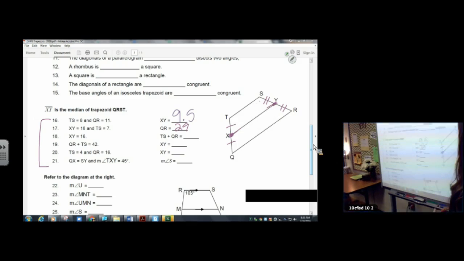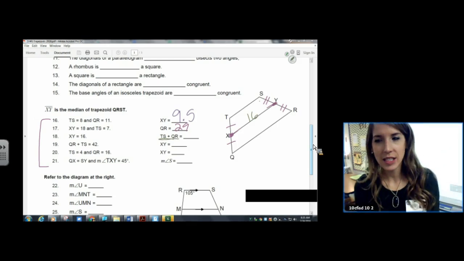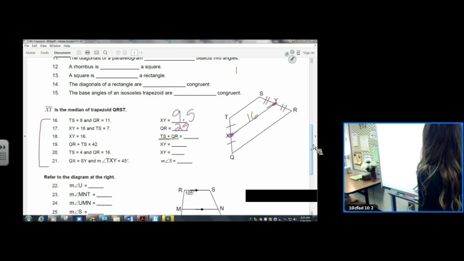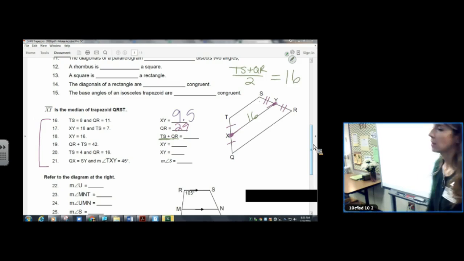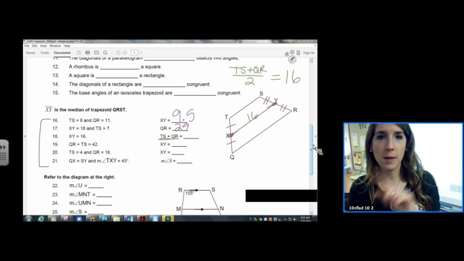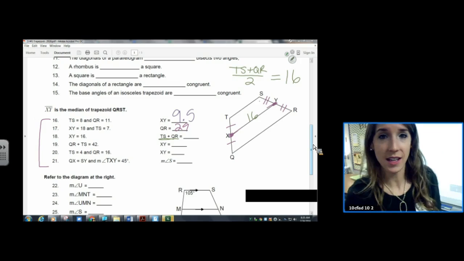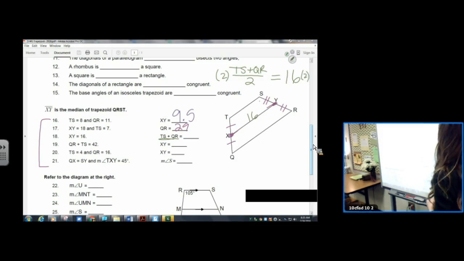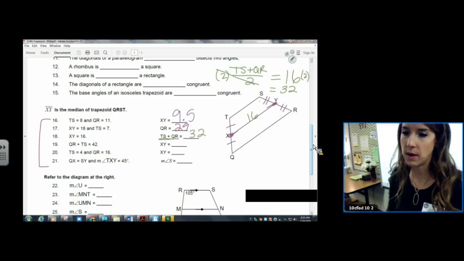Okay, next one. XY is 16. Ooh, this one's different. What's TS plus QR? Let's write an equation. We know that TS plus QR divided by 2 equals 16. 16 is the average of the bases. You add them up, you divide by 2. I don't want to know TS or QR, I just want the sum of TS and QR. The opposite of dividing by 2 is multiplying by 2. These will cancel, and TS plus QR will equal 16 times 2, 32. That was a good one.